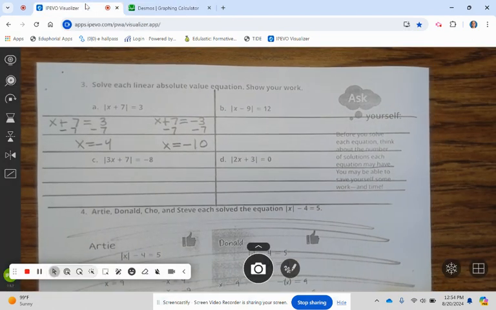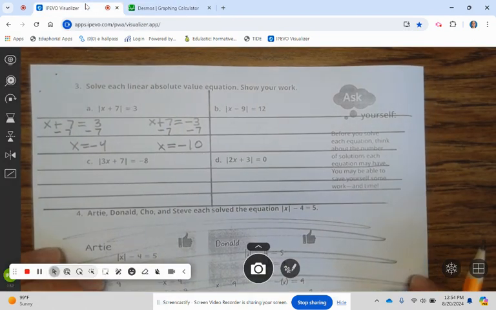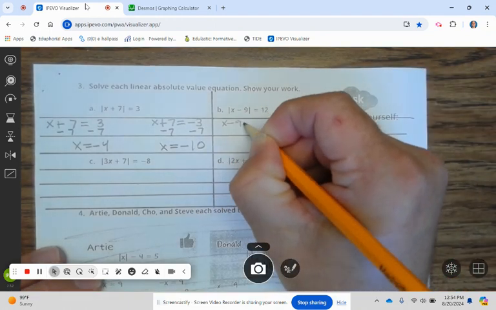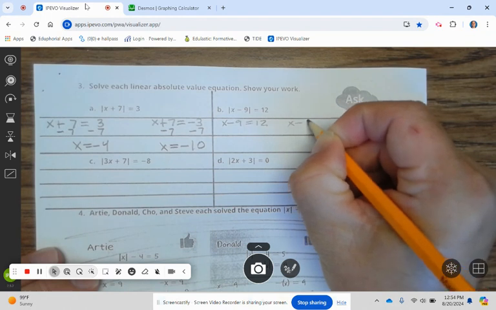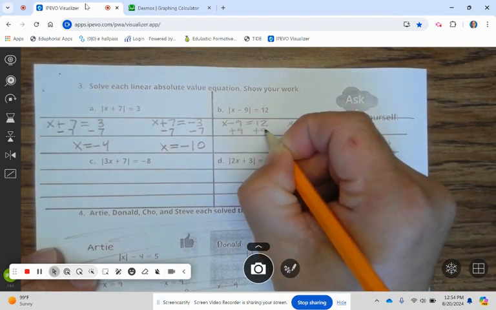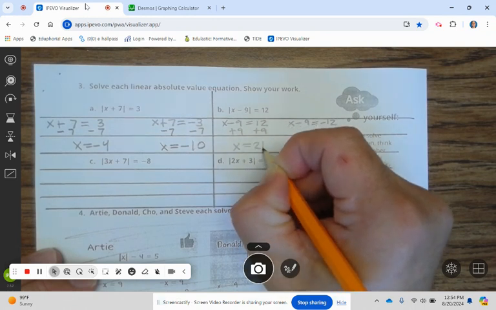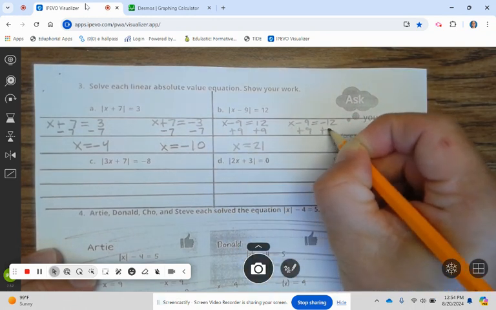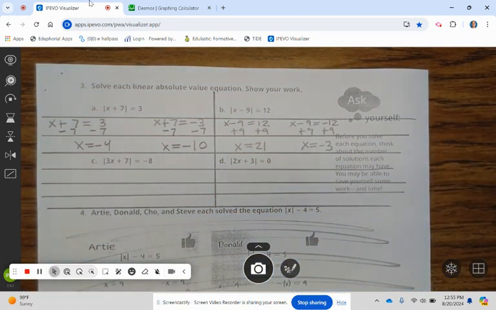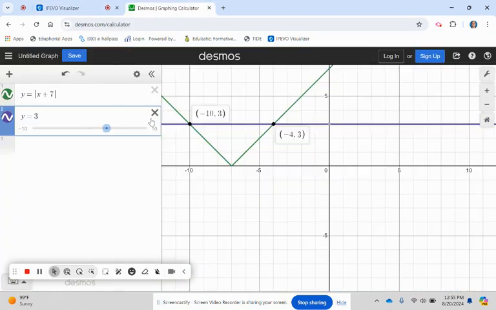Alright, let's take a look at B. So we have the absolute value of x minus 9 equals 12. So we have x minus 9 equals positive 12. X minus 9 equals negative 12. So we add 9 to both sides. So x equals 21. Add 9 to both sides. X equals negative 3. Let's go ahead and use Desmos.